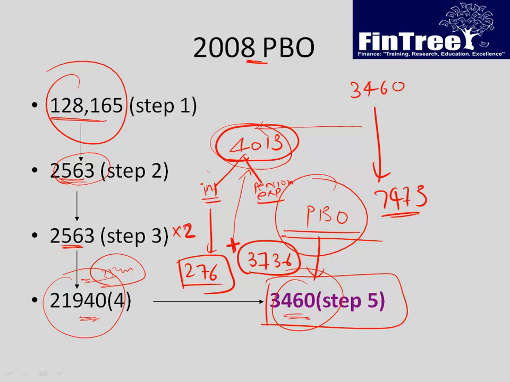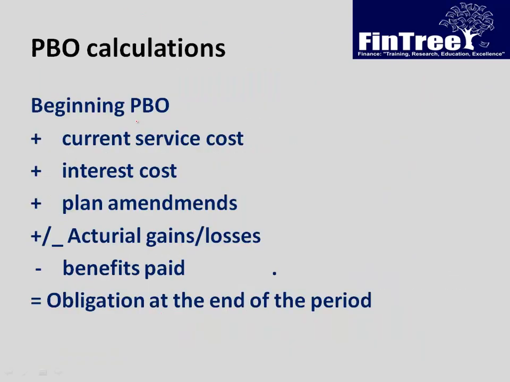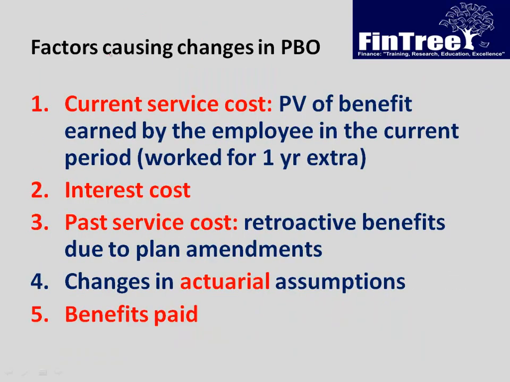So how has your liability increased? Your liability has increased because your employee worked for 1 extra year. So the amount of pension that you have to pay him has increased, plus your liability also increased because of time value of money, because of the interest cost. So now if you look at this, the factors causing changes in PBO, which is your liability: that one extra cost, the pension expense amount by which liability increased, that is called current service cost. So the present value of benefit earned by the employee in the current period.